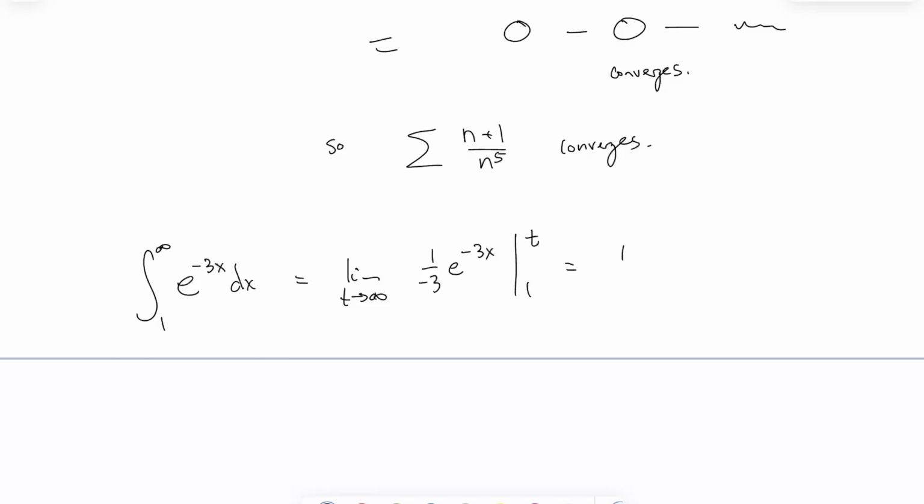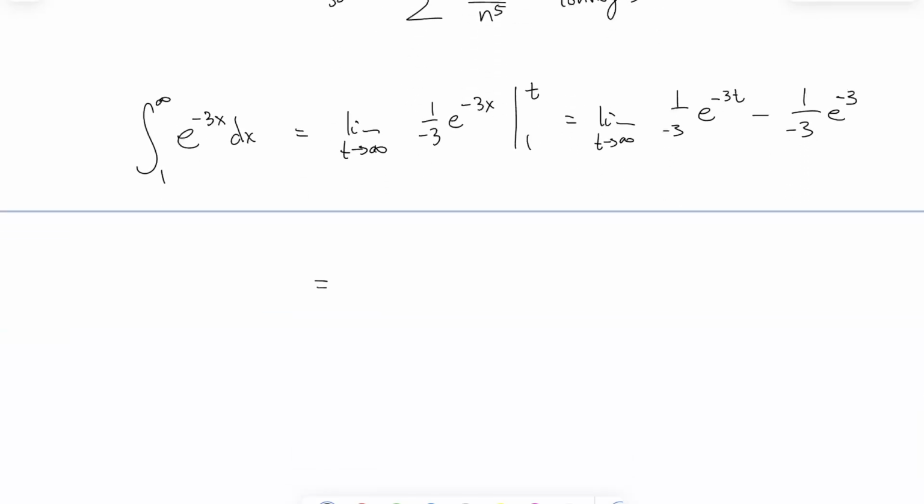Plugging in the t, well, I should write my limit. Plugging in the t gives me 1 over minus 3 e to the minus 3t, and then subtract 1 over minus 3 e to the negative 3 times 1. And then again, we have to find this limit. We don't actually care what the limit is, just whether it converges or not. And as usual, I find it easier to write negative exponents as actual denominators. So e to the minus 3t, I'm going to write as 1 over e to the 3t. And then this part, I don't really care about.